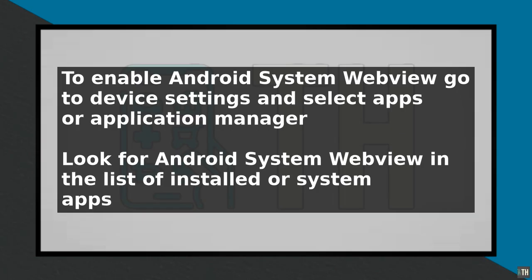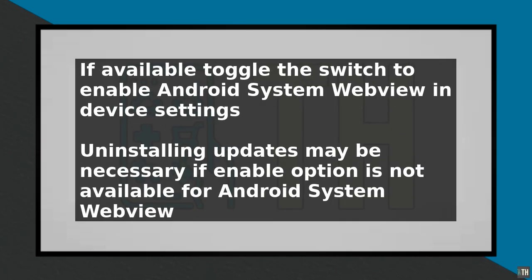In some cases, you may need to uninstall updates to Android System Webview to enable it. To do this, go to the Google Play Store, search for Android System Webview, and select the Uninstall Updates option. After uninstalling updates, go back to your device settings and look for Android System Webview. It should now be enabled.